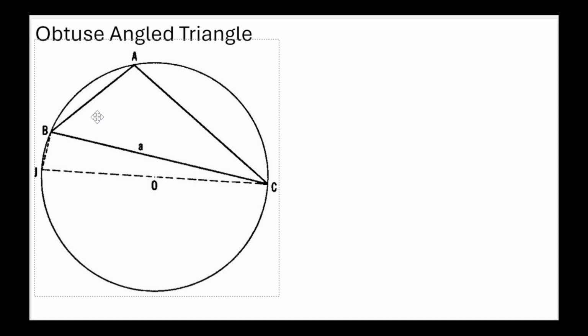So this triangle with angle BAC is an obtuse angle triangle, and we have made a similar construction. That is, we have drawn a line passing through the center of the circumscribing circle, that is the circumcenter O. Join C with O and extend it to J, and then we have joined J with B. This construction we are showing by a dotted line.